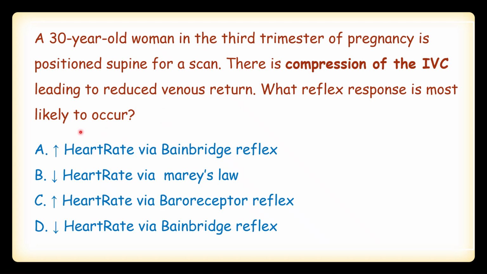The options are A. Increased heart rate via Bainbridge reflex. Option B. Decreased heart rate via Marey's law. Option C. Increased heart rate via baroreceptor reflex. Option D. Decreased heart rate via Bainbridge reflex.